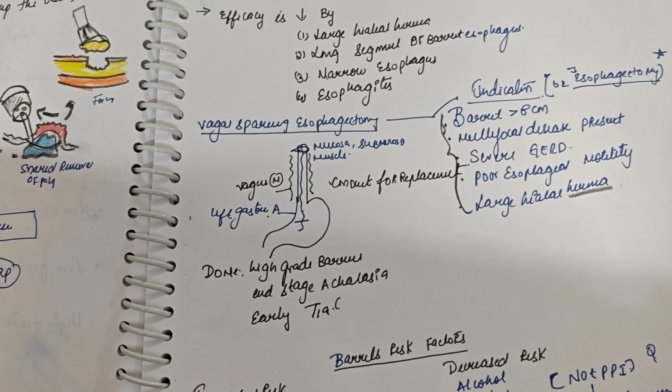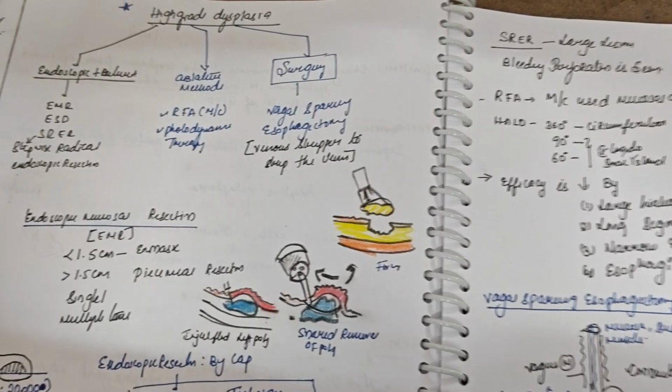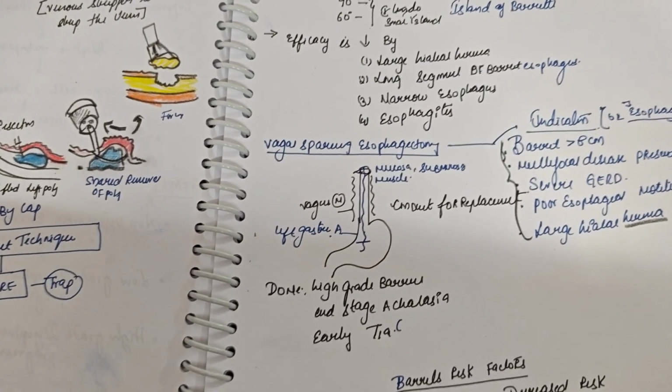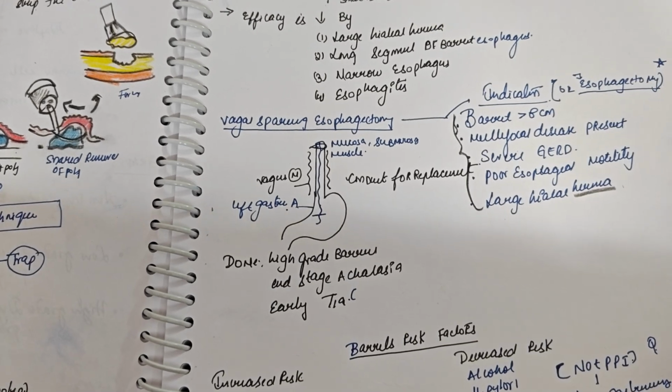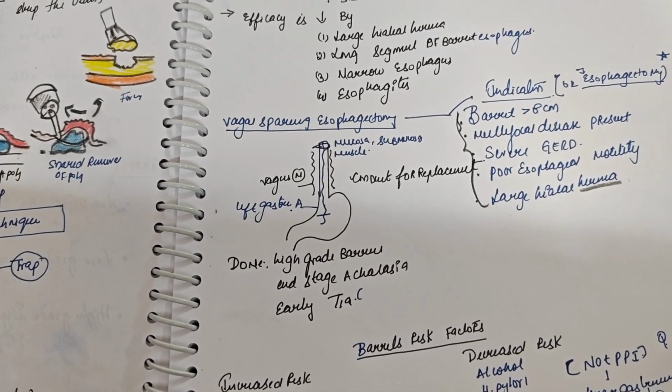Now, the next important point: another mechanism for high grade dysplasia is vagal sparing esophagectomy. What do you mean by vagal sparing esophagectomy? We are going to spare the vagus.